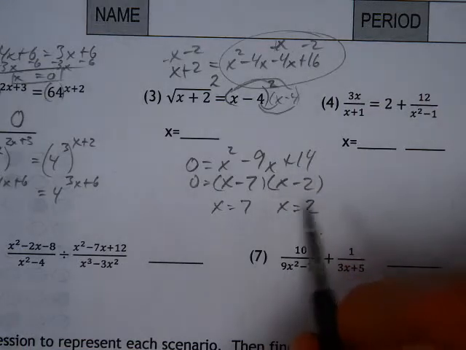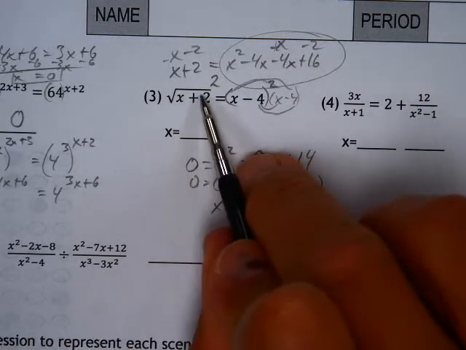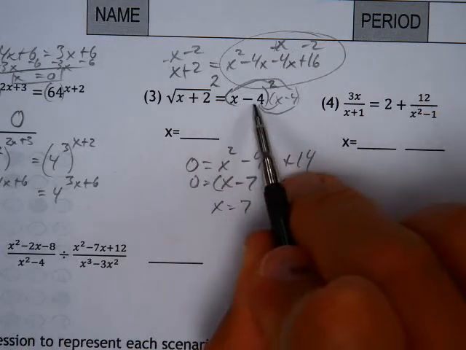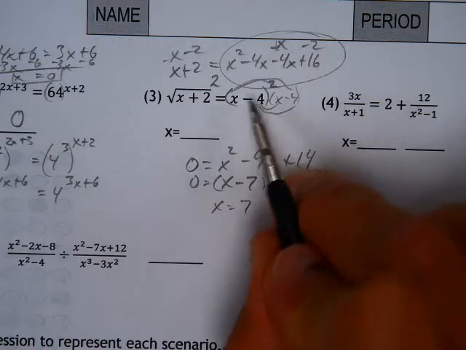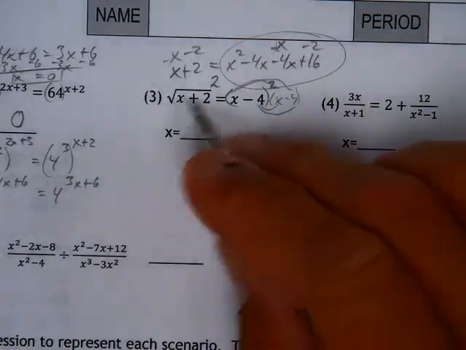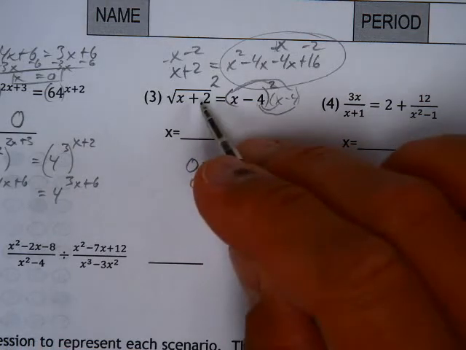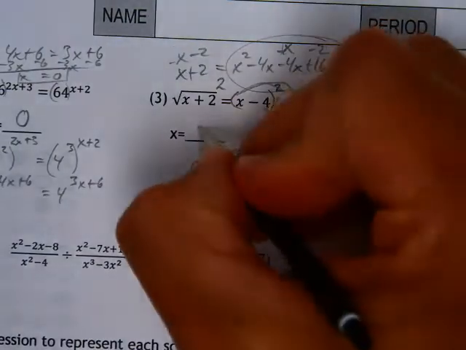Okay, you plug in 2. You end up with 2 plus 2, which is 4. The square root of 4 is 2. 2 minus 4, it's a negative 2. So it's a 2, but one's a positive, one's a negative. Not so good. You try the 7. 7 plus 2 is 9. The square root of 9 is 3. 7 minus 4 is 3. So the answer is 7.